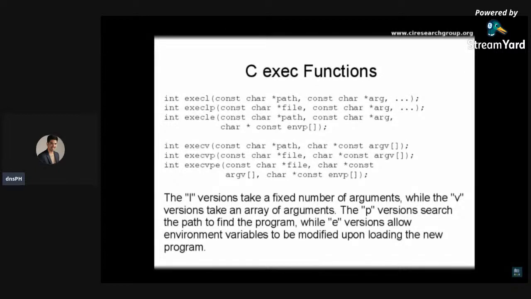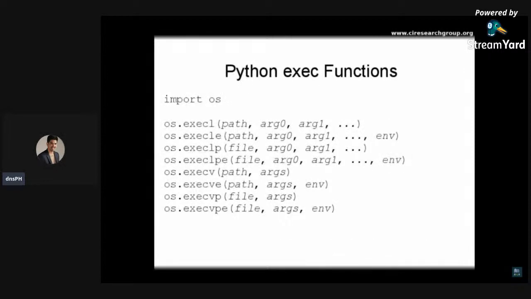As I mentioned, there are quite a few variations in exec functions. In the C programming language, versions with a lowercase l in the name take a fixed number of arguments, where the final argument is always a null pointer of character type. Alternatively, versions with a lowercase v in the name take a vector or array of arguments. If a lowercase p appears in the name, the operating system will search the system path to find the new program. Versions with a lowercase e allow environment variables to be modified. Corresponding Python versions of exec, available in the OS module, follow the same conventions with respect to the lettering. However, it is not necessary to pass a null pointer at the end of the L versions.